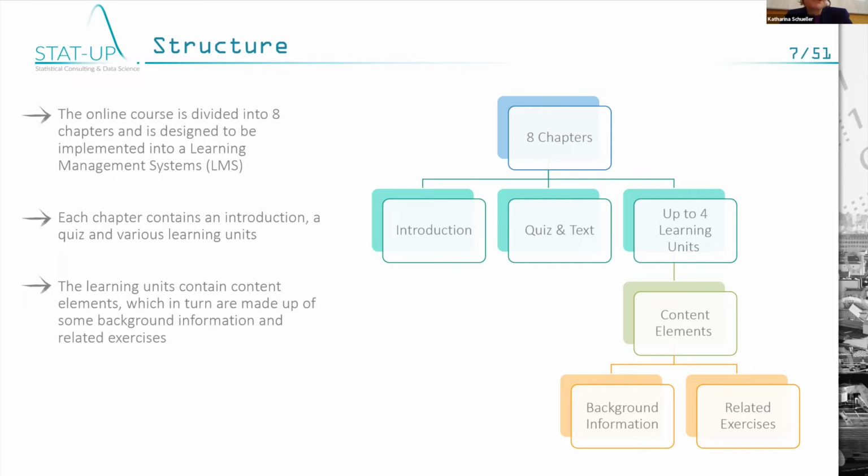Each chapter contains an introduction and various learning units. So these are the smaller elements of the chapter. Within each learning unit, there are content elements, which are the tiniest part that can be in this online course. And the learning units and the content elements themselves contain background information and all related exercises. So this is a fixed structure that you can find in each of the chapters and that we followed.